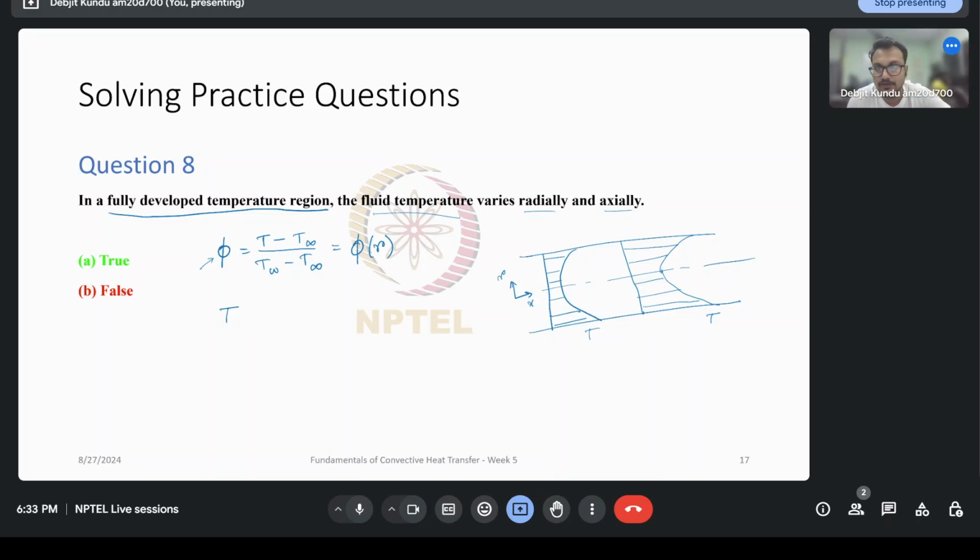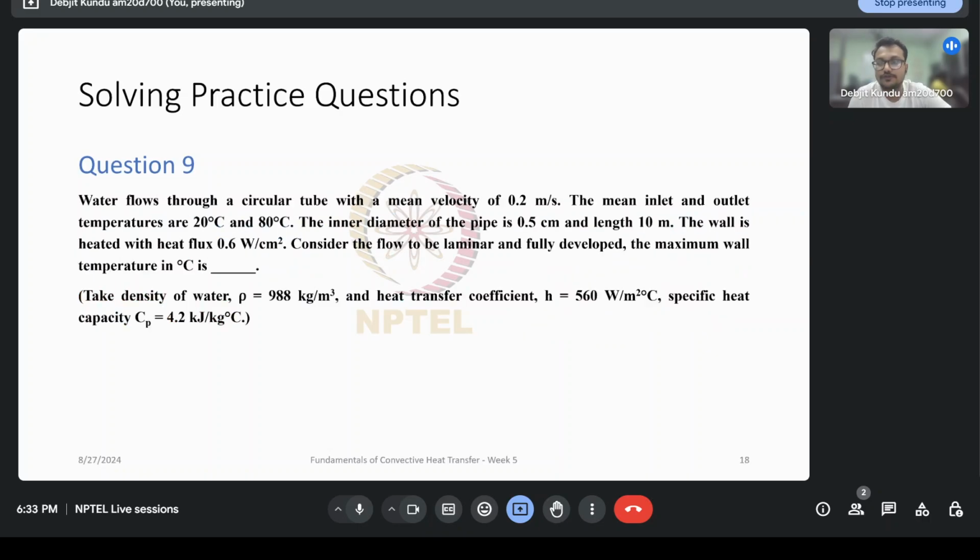All right. Okay, so moving on to question number 9 now, which is a numerical type question. There is some information given to us. It says that water flows through a circular tube with a mean velocity of 0.2 meters per second. The mean inlet and outlet temperatures are 20 and 80 degrees Celsius respectively. So I'll just draw the figure over here.